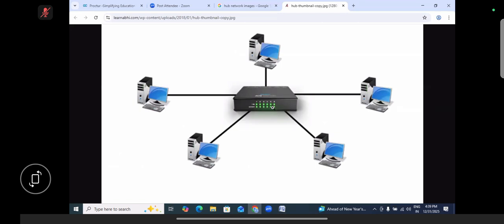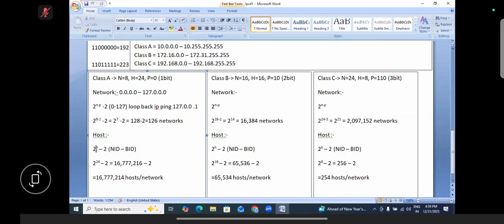Logical networks. This is physical network. Without logical network, there is no use. Like this, how many networks can we deploy? 126 networks we can deploy. In each network, how many hosts are we going to connect? So now the host formula: 2 to the power of h minus 2. What is this minus 2? One is network ID, another one is broadcast ID.